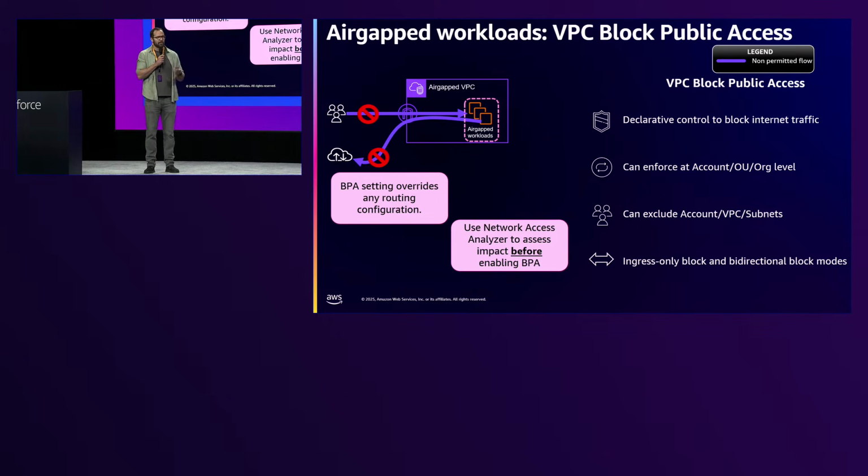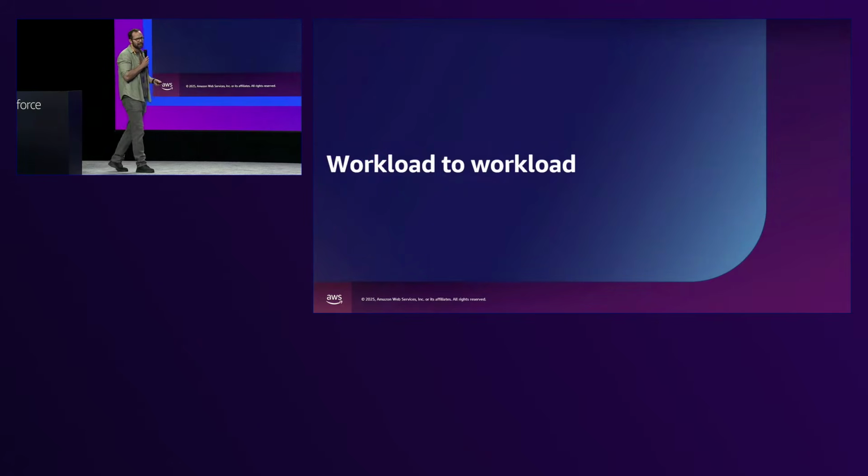And then finally, you can use Network Access Analyzer before you enable this feature just to validate what would be the impact, right? You want to check before you block public access to all of your VPCs. Okay, so with that, I want to move on to workload-to-workload communication and hand off to Ankit to continue.